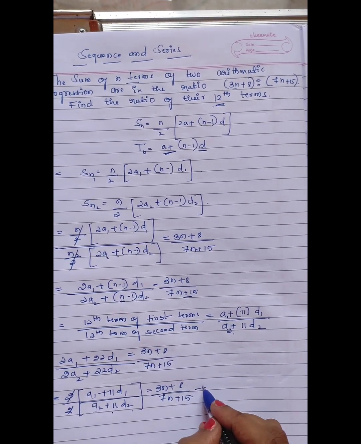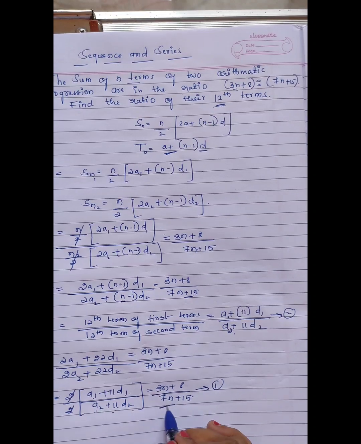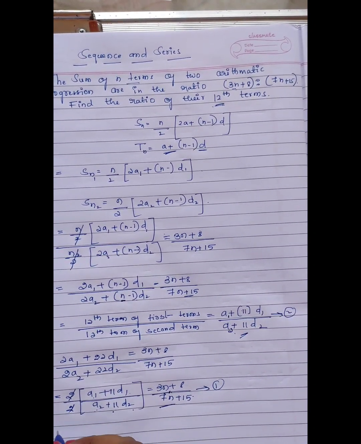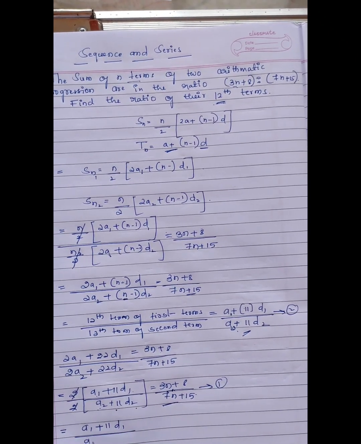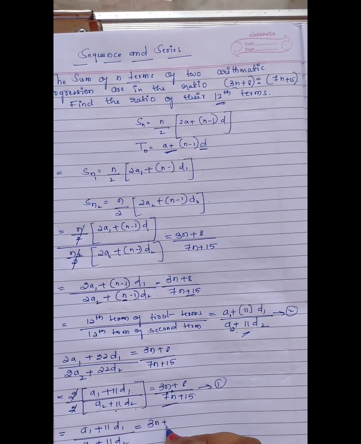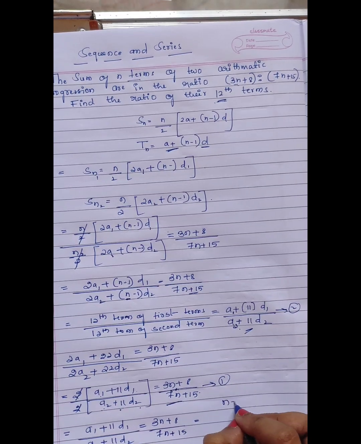So the equations 1 and 2 are the same, so we can equate this equation to this one. So here, with n equal to 23, (a1 plus 11 d1) divided by (a2 plus 11 d2) equals (3n plus 8) divided by (7n plus 15).